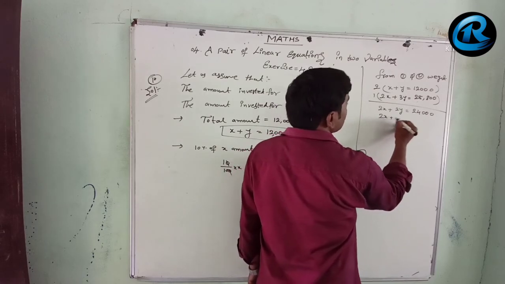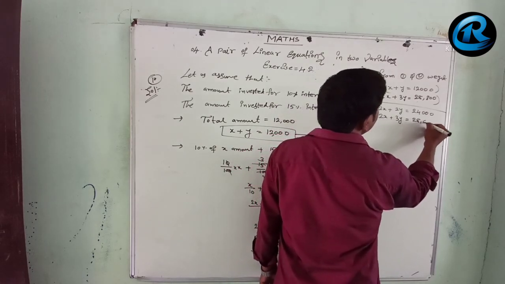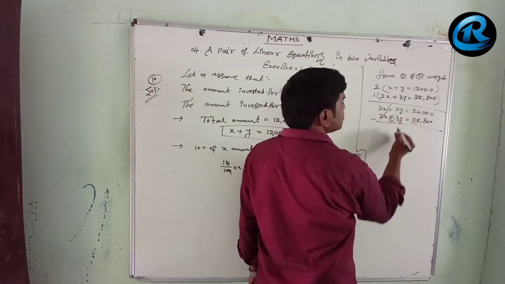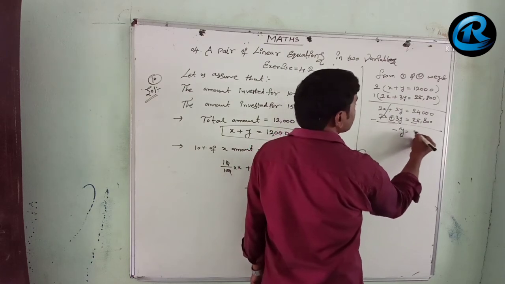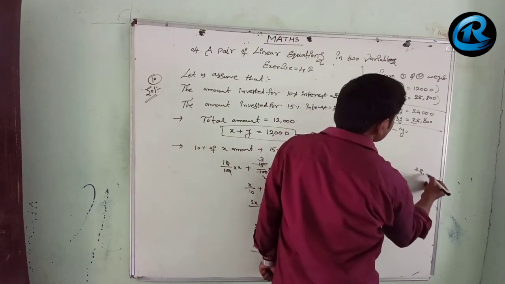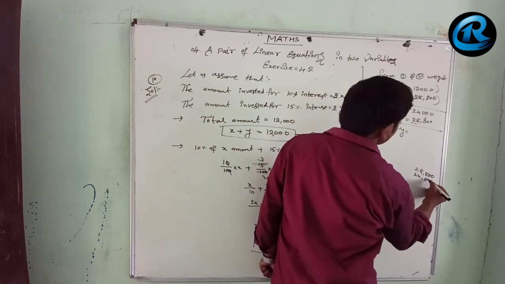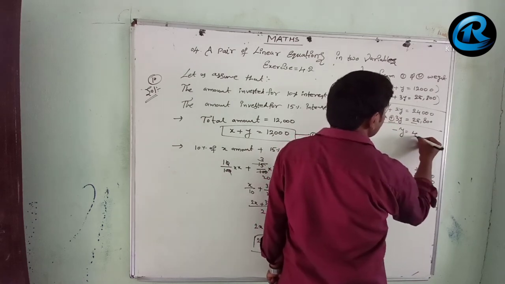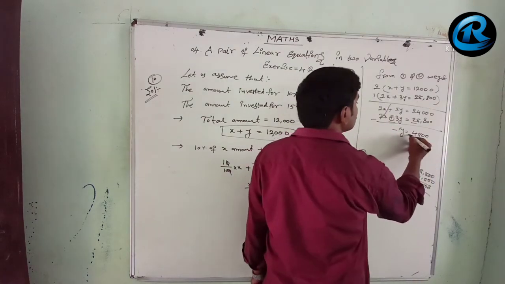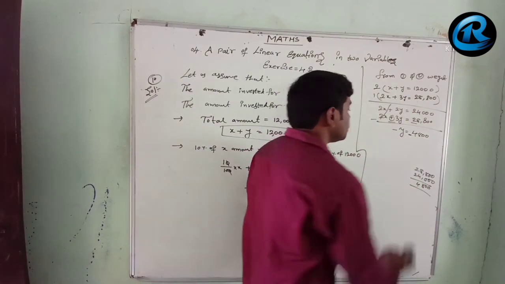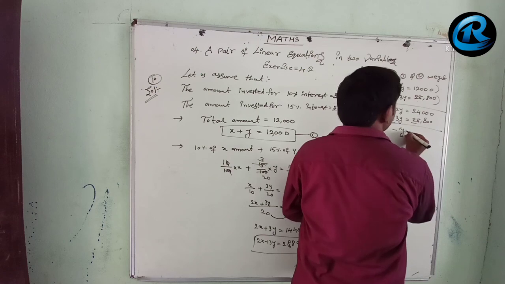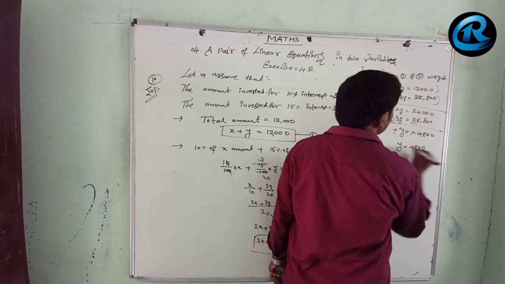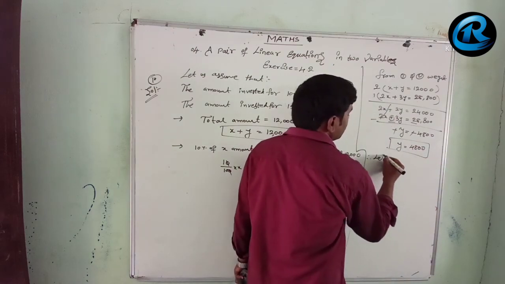Then 1 into 2X is 2X, 1 into 3Y is 3Y, that equals 28,800. 2X minus 2X cancels. 2Y minus 3Y is minus Y, equals 24,000 minus 28,800, which is minus 4,800. Minus and minus cancel, so Y equals 4,800.